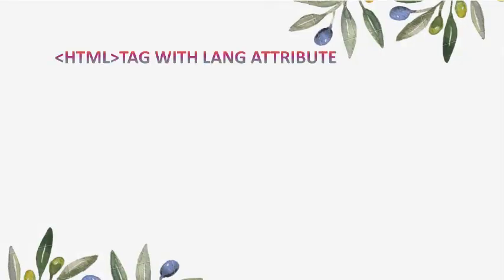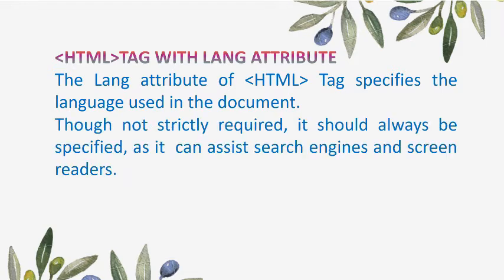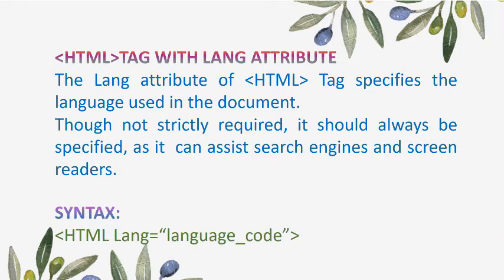HTML tag with lang attribute. The lang attribute of the HTML tag specifies the language used in the document. Usually the web pages are written in the English language. However, other languages are also used nowadays to design web pages. It is an optional attribute. Though not strictly required, it should always be specified as it can assist search engines and screen readers. The syntax you can see here.